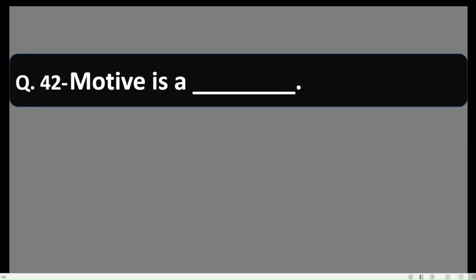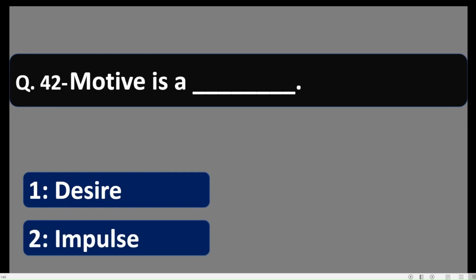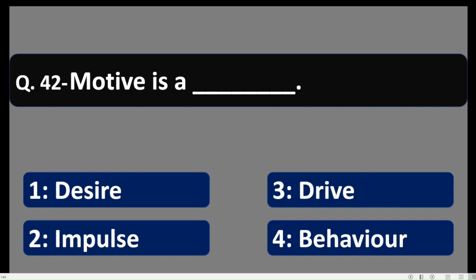Question number 42. Motive is a dash. Number 1, desire. Number 2, impulse. Number 3, drive. Number 4, behavior. So the correct option is: motive is a desire that makes the person do something.